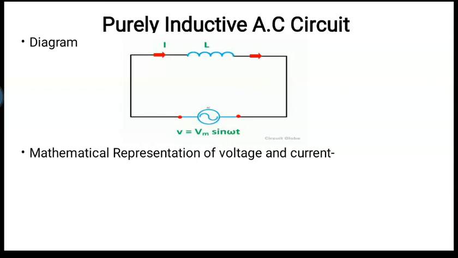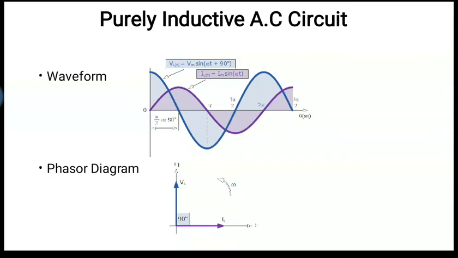Mathematical representation you will find in the waveform only. Okay, so just remember one thing, in the purely inductive circuit, current is lagging, right? Current is lagging by 90 degree. You can see current is below and voltage is above, right?